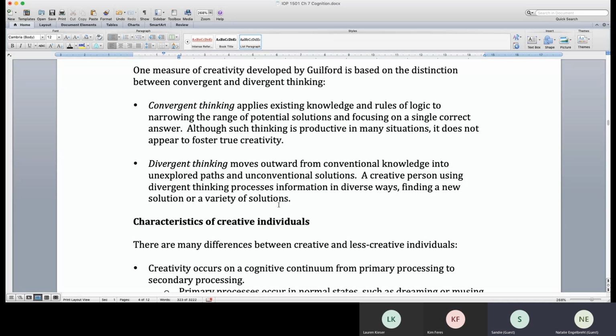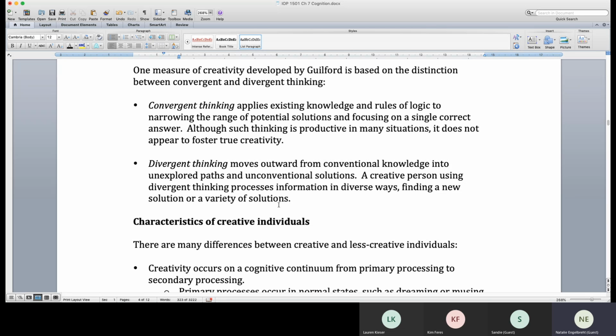So one measure of creativity developed by Guilford is based on the distinction between convergent and divergent thinking. This made me think of those books my daughter read a few years ago, Divergence, and I can't remember what the other titles were.